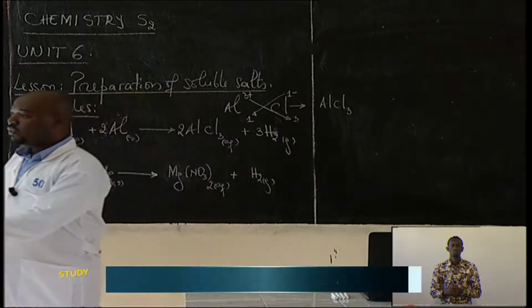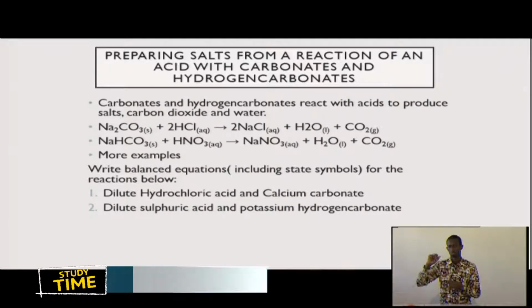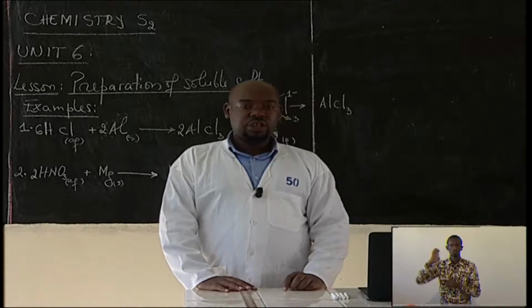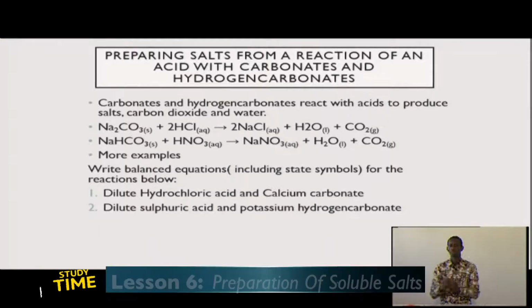Number 2, we have dilute sulfuric acid reacting with potassium hydrogen carbonate. 30 seconds for each equation. Remember to include the state symbols.